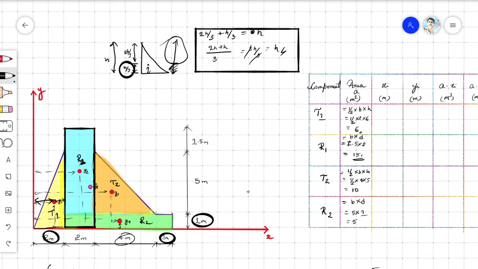So this part we call the base, and this base is 2 meter. So it will be 2 base divided by 3, that is 2 into 2 divided by 3, that is 1.33.